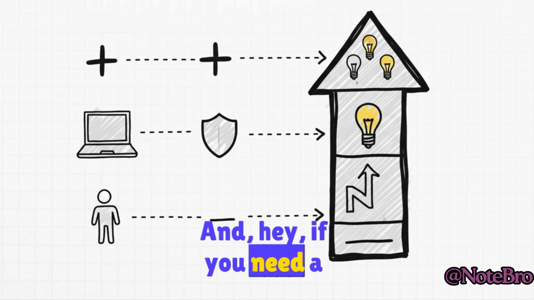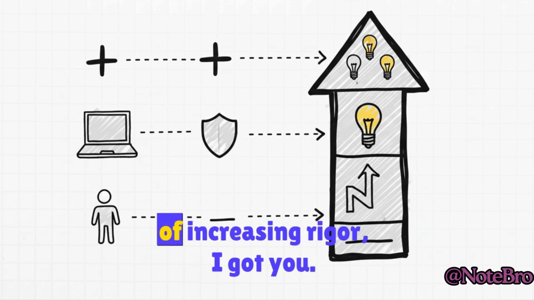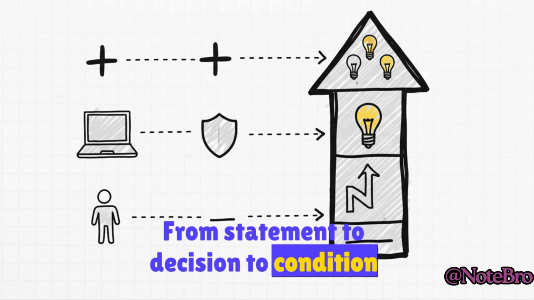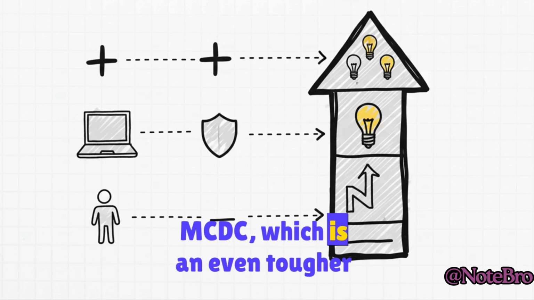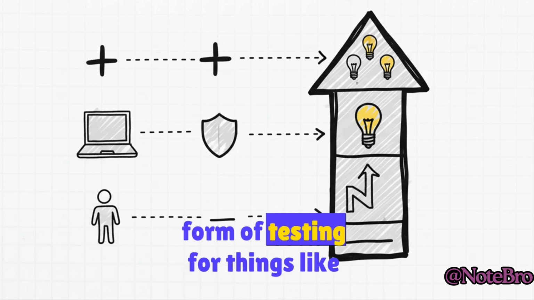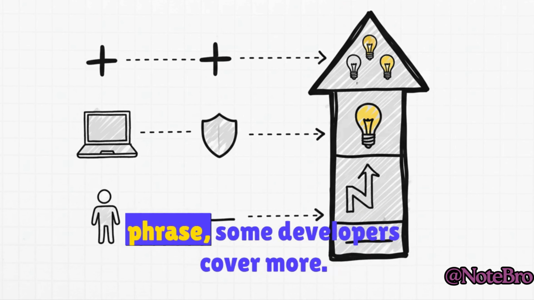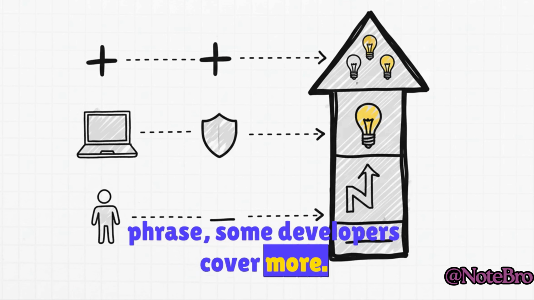And hey, if you need a handy way to remember the order of increasing rigor, I got you. From statement to decision to condition and all the way up to MCDC, which is an even tougher form of testing for things like safety-critical systems. Just remember this phrase: some developers cover more.